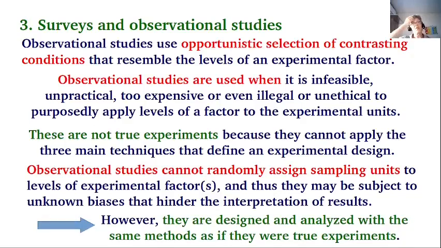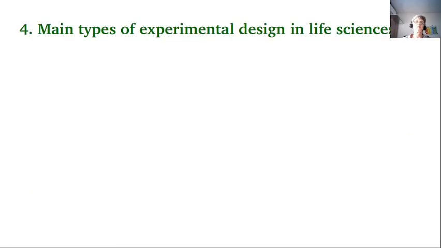Nevertheless, these surveys and observational studies are designed and analyzed with the same methods and ideas as if they were true scientific experiments. So, the main types of experimental designs used in the life sciences. This is, of course, a personal view of which are the six main experimental designs used in the life sciences, and this selection does not result from any systematic review of the designs applied in these areas.